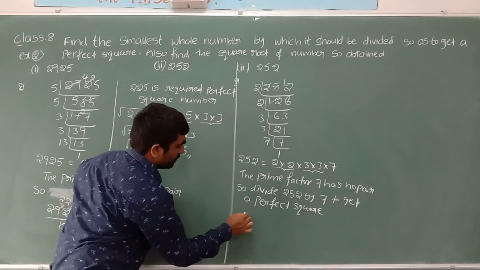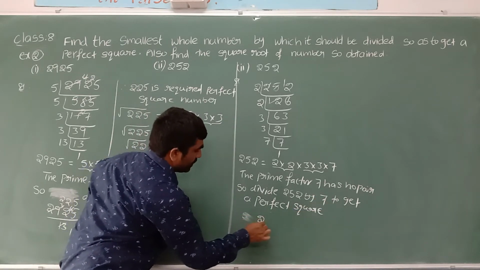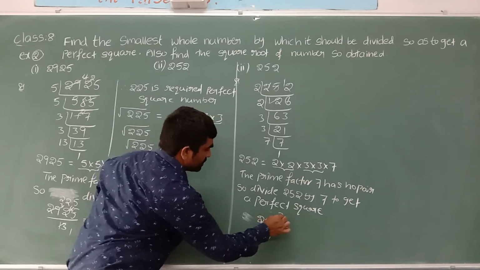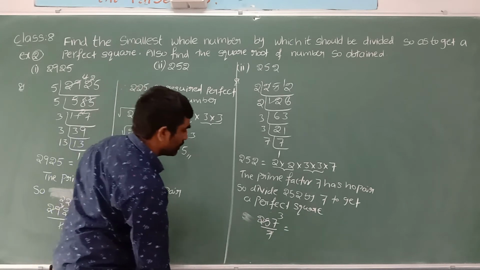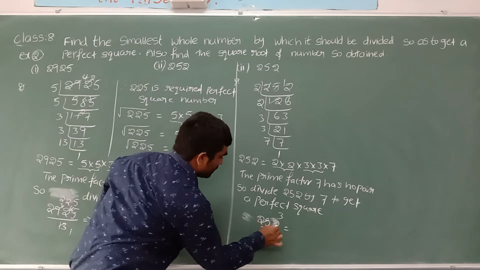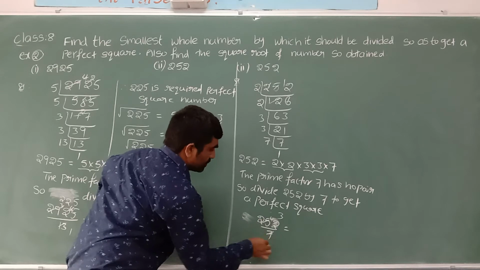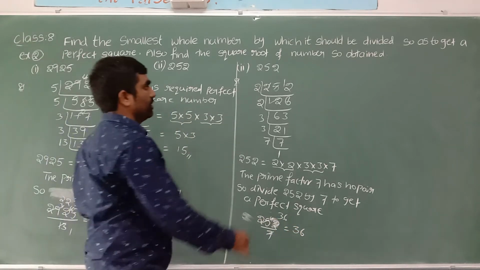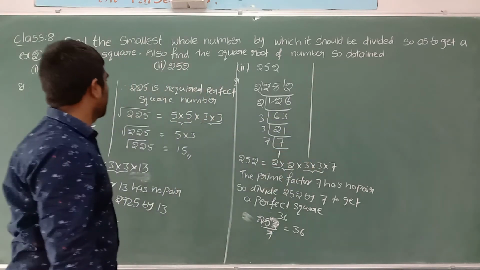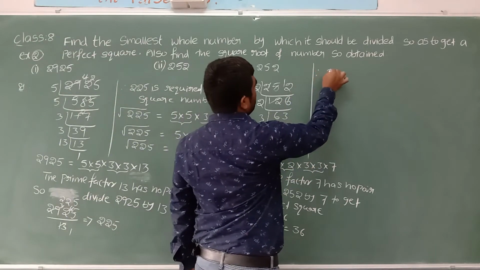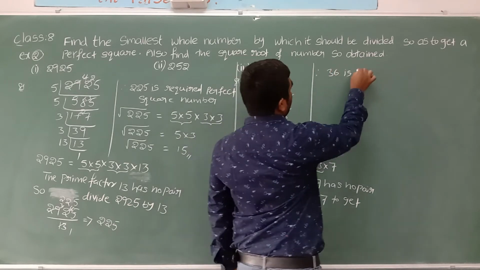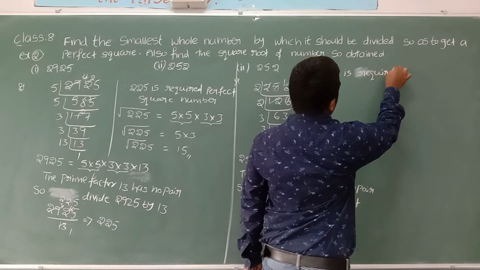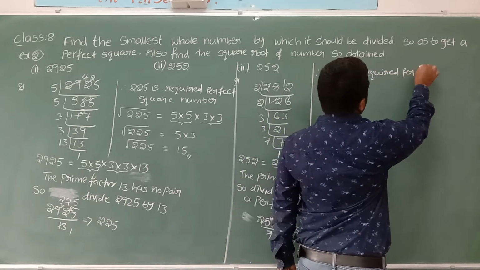Yes, we will divide here now. So we write 252 by 7 is equal to, 7 3s are 21, 7 6s are 42. By dividing, I got 36. Now what can we write here? Therefore, 36 is the required perfect square number.